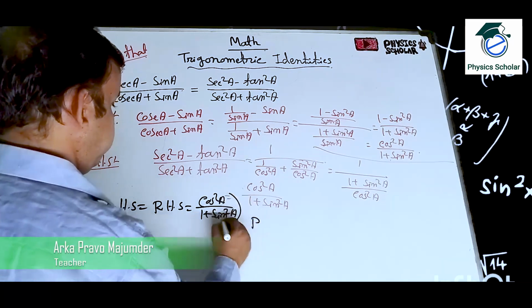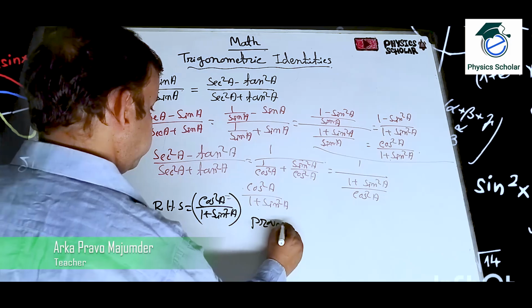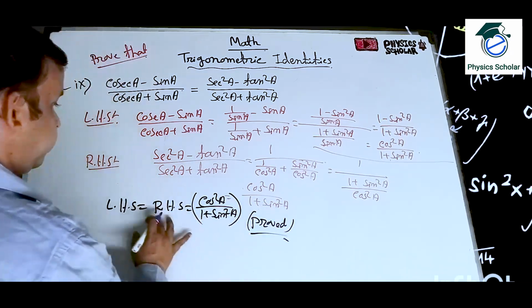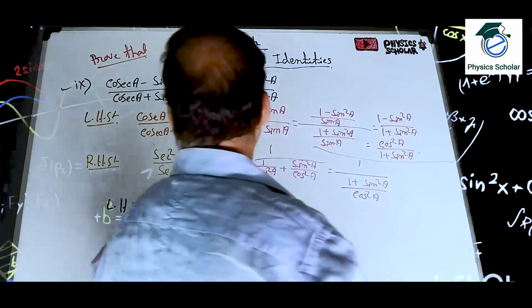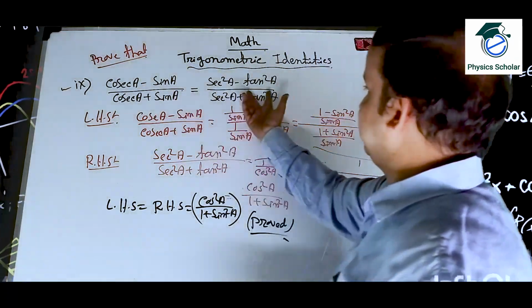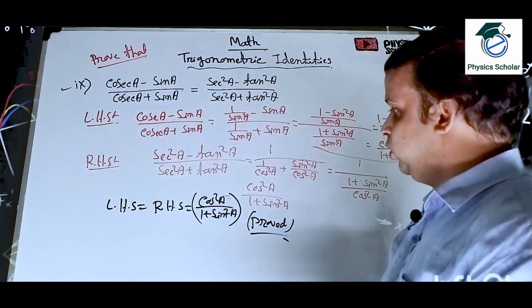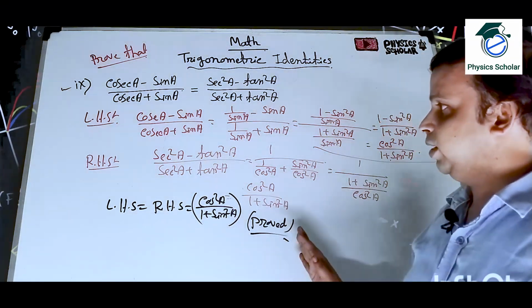Here that we already found out, proved. Okay, so both are equal to this. Clear? So that's why it is proved. So that means what? Left hand side is equal to this, right hand side is equal to this, is equal to this. Okay, so it is proved. Clear to all of you?